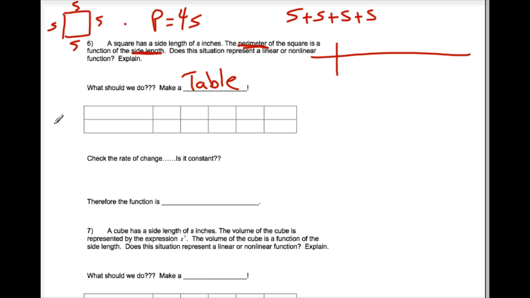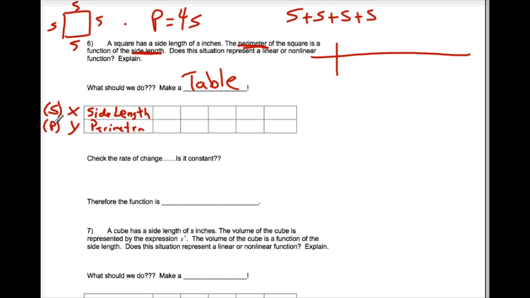All right, here we go. Which one's the independent variable? Which one's the dependent variable? Which one's the x? Which one's the y? The side length is the independent variable and the perimeter is the dependent variable. Basically, the side length is x and the perimeter is y, or you could do s and p like we did up there.